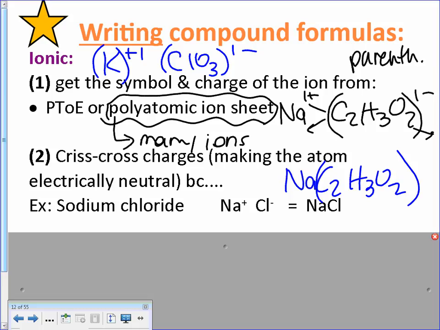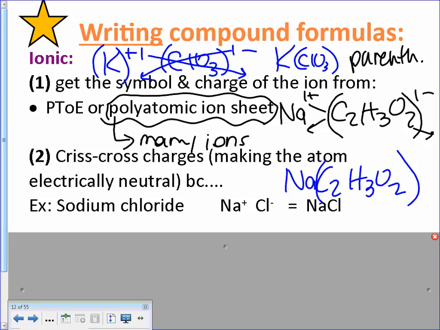Chlorate is just a bigger thing than simply an atom from the periodic table. So chlorate's 1 comes down here when you crisscross it down, and the potassium 1 goes to the outside, and you just make potassium chlorate. Right. But what is the formula for that? This is the written out formula. KClO3.